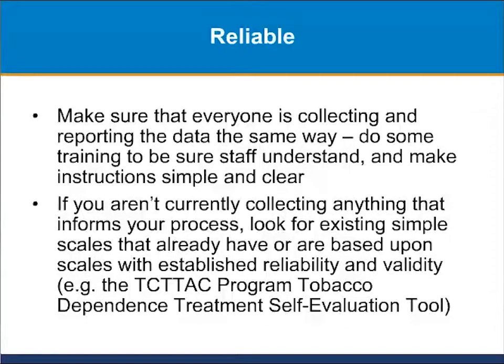The next part of choosing a measure is making sure it's reliable, and that means that everybody who's collecting and reporting the data are doing it the same way, so that two different people using that measure or that way of collecting it would get the same answer for the same person. So sometimes it means you need to do a little bit of training with staff to make sure that they understand what it is you want them to document.